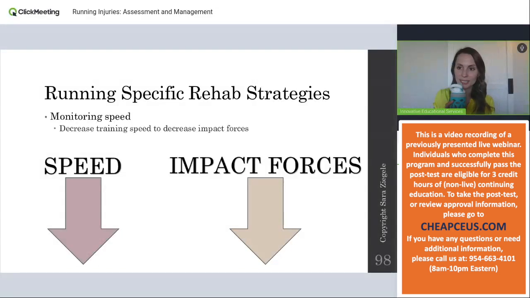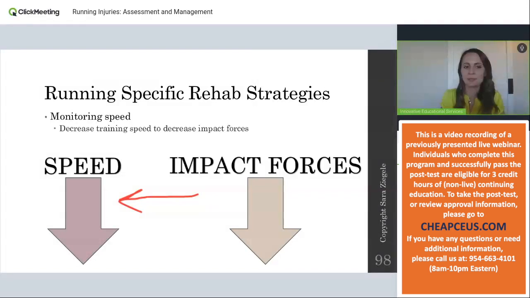Another tool is actually to utilize speed. So when we decrease our training speed, there is an associated decrease in impact forces. So if we're trying to reduce load on a specific structure, we can do that through decreasing impact forces, and one option for achieving that is decreasing speed. So during this return to running program, teaching or encouraging a patient to decrease their speed can often sometimes also be a difficult sell, because if they're used to running a specific pace, really slowing down may not feel for them like very gratifying running.